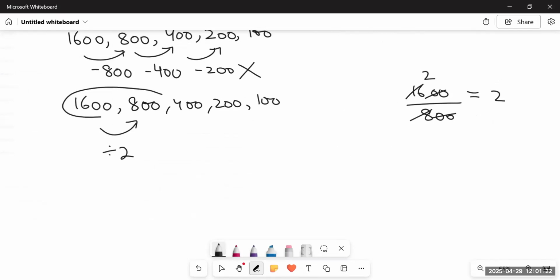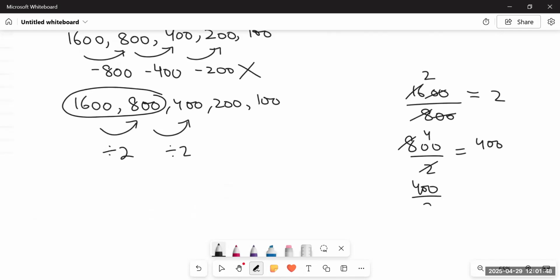What did I do? I took the first two numbers and found the rule from here. So 1600 divided by 2 is equal to 800. Similarly, 1600 divided by 800 is equal to 2. Now we are going to apply this to the other terms as well. 800 divided by 2 is equal to 400. 400 divided by 2 is equal to 200. 200 divided by 2 is equal to 100. So this rule of dividing every term by 2 applies here.